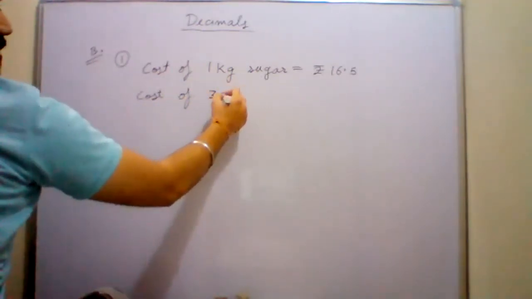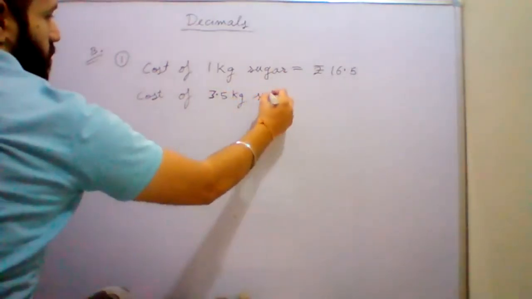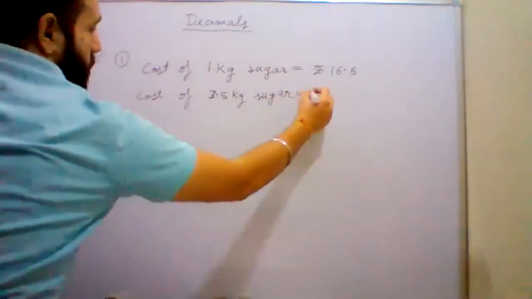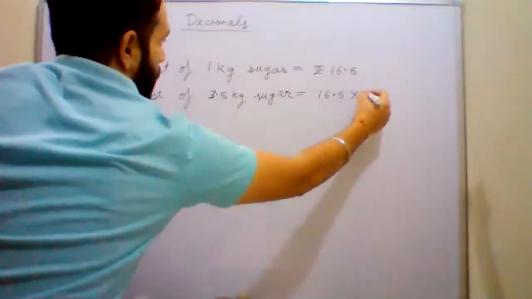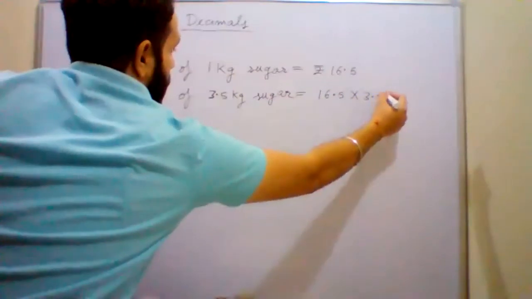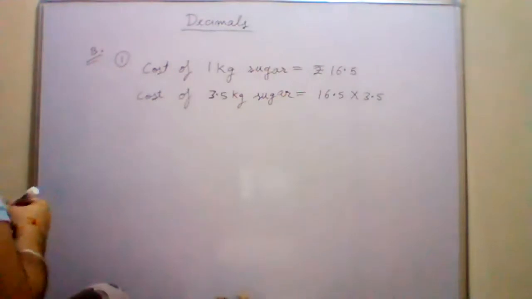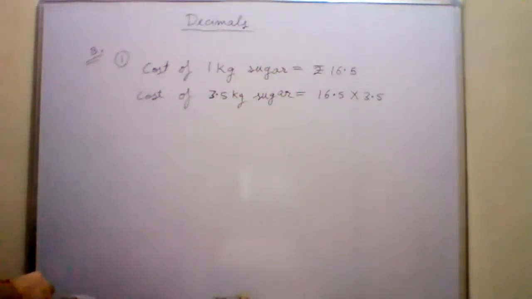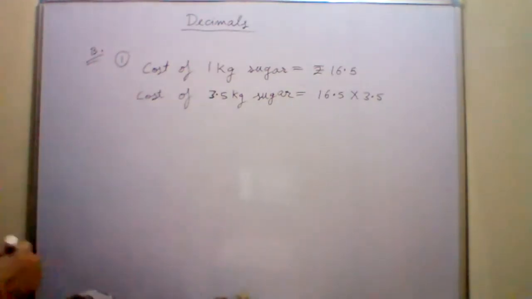You will multiply. 3.5 kg sugar is equal to 16.5 multiplied by 3.5. Can you all multiply these two numbers and find the answer? Multiply them and find the answer.